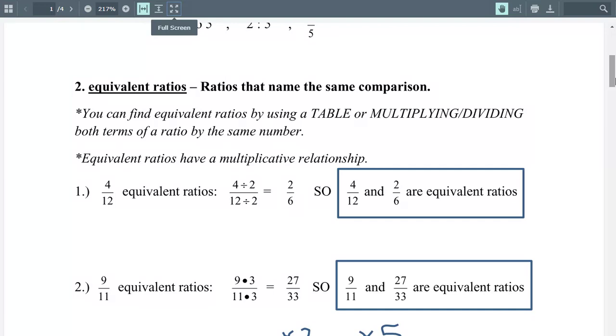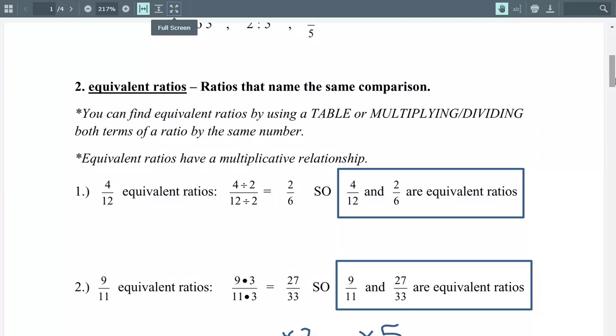So let's take a look at number 1, 4 over 12. I want to make an equivalent ratio. It's very similar to when we made equivalent fractions. You're multiplying or dividing the numerator and denominator in a fraction by the same number. So it's the same concept. We're going to either multiply or divide both terms by the same number.